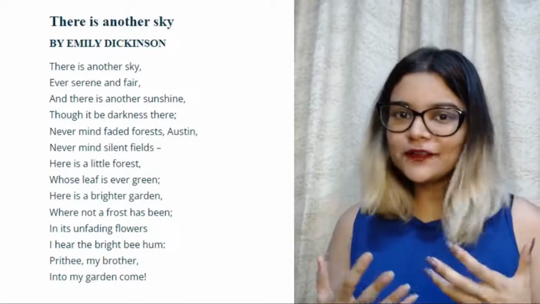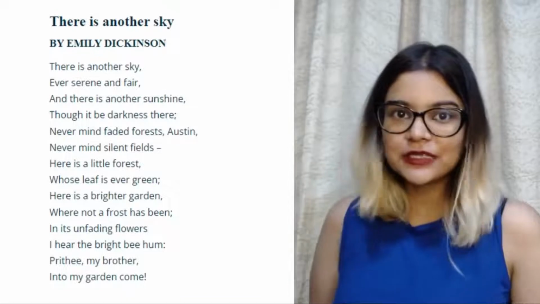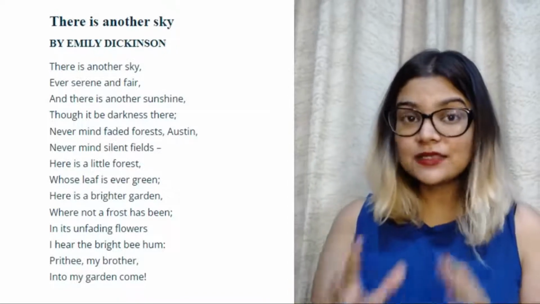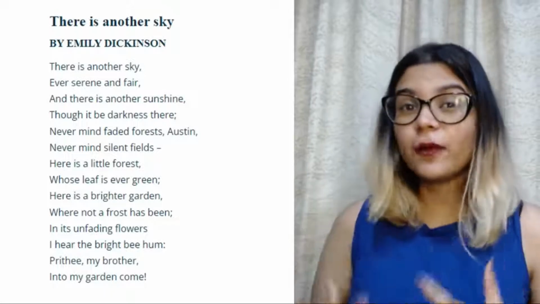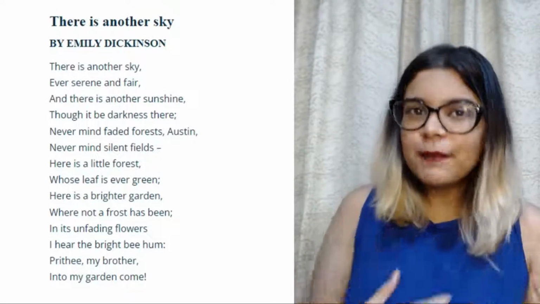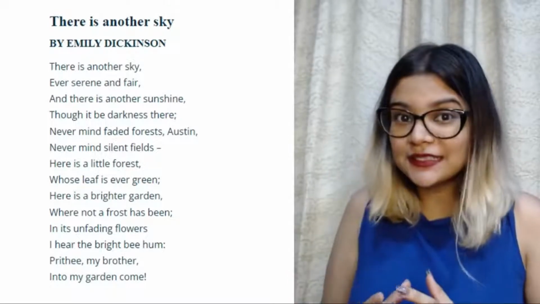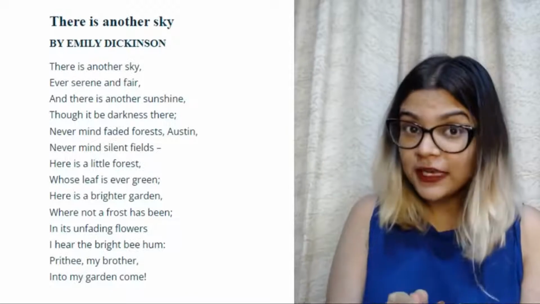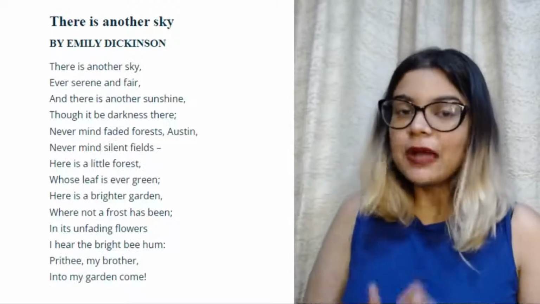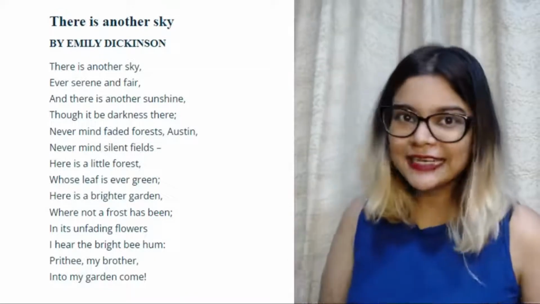Before I move on with the session, let me give you all a quick introduction of what the poetry is about. Now, Emily Dickinson is one of the very few poetesses who gained a lot of popularity in that time. Female poets were not very popular during the time when it was written. This work, There is Another Sky, was also published posthumously. Posthumously means that it was published after Emily Dickinson died.